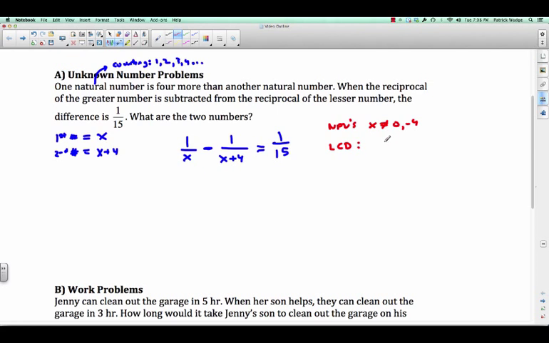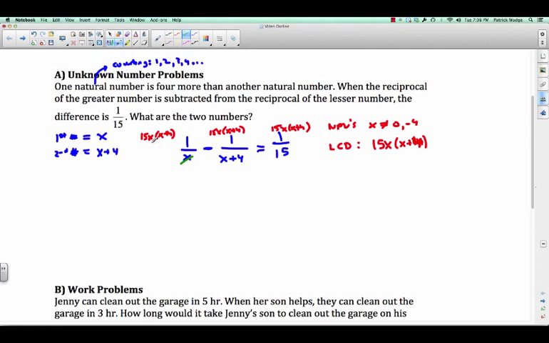So what we have is an x, an x plus 4, an x plus 4, and a 15. Rather than putting the 15 here, I'll put the 15 up front, make it 15x. That's fine, order doesn't matter when you multiply. So what you're going to do is multiply all three of these terms by 15x, x plus 4. 15x, x plus 4. 15x, x plus 4. Now I can do canceling.